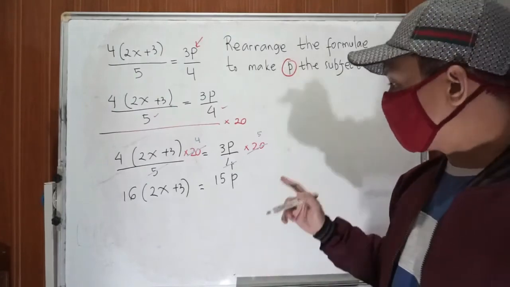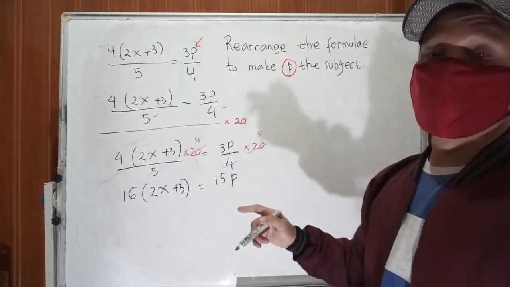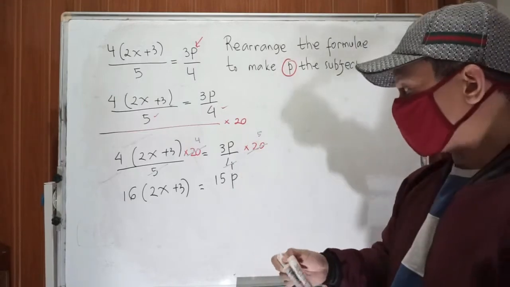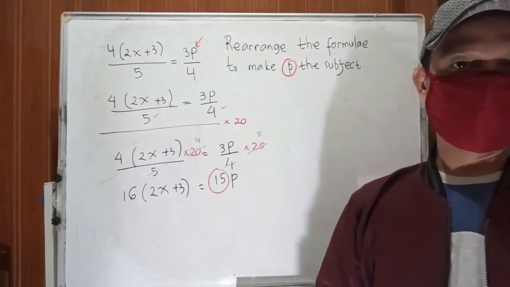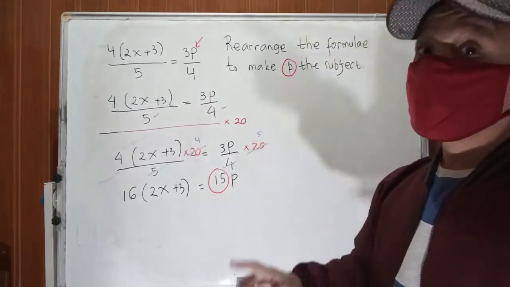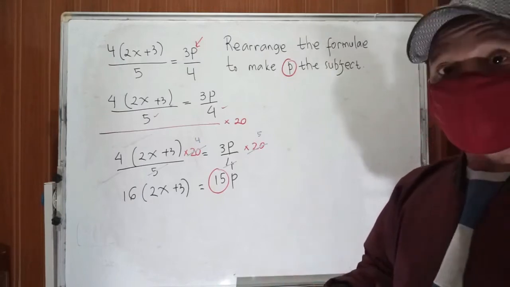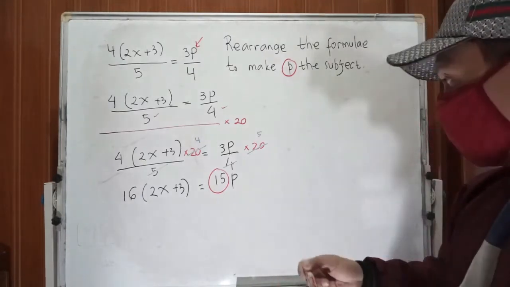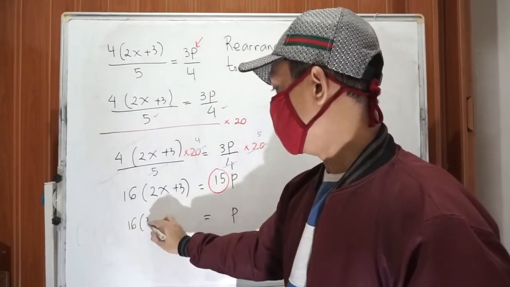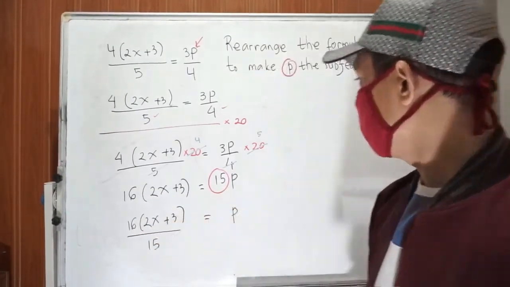The next operation that we are going to do for this is division. Why? Because p already has the subject. But the problem is we still found 15 here. So how to modify this one? Put the 15 as a denominator, or by using that division. So p equal 16 times 2x plus 3 over 15, right?